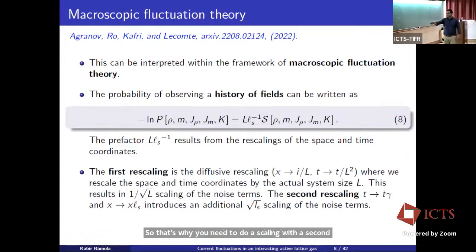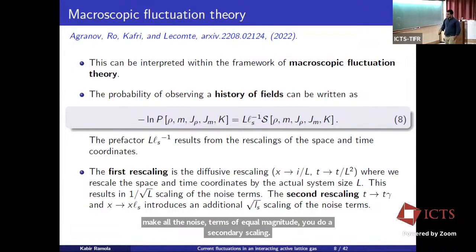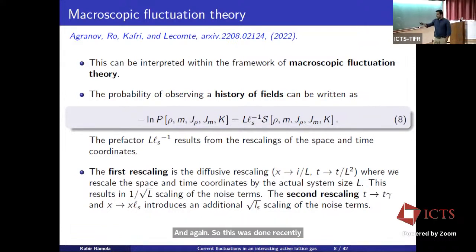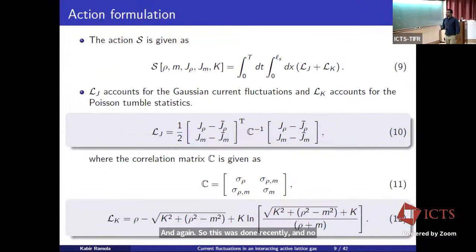So I just want to point out, you do a first rescaling, which is basically diffusive, that gives you hydrodynamic equations. And in order to make all the noise terms of equal magnitude, you do a second rescaling. And again, this was done in a recent study. So once you do that, you can write down an action for the history of these fields. This is sort of a large deviation function.